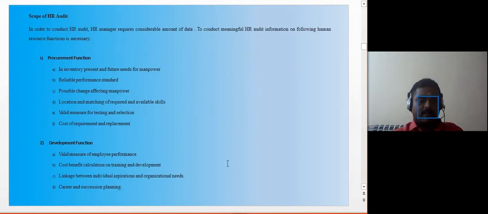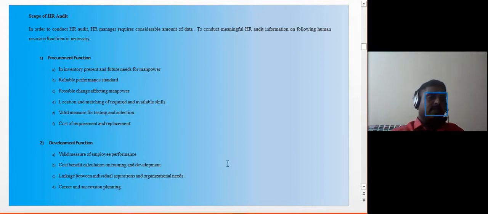The scope of HR audit. In order to conduct an HR audit, the HR manager requires a considerable amount of data. To conduct a meaningful HR audit, information on the following human resource functions is necessary. First one is called procurement function. Second one is called development function.